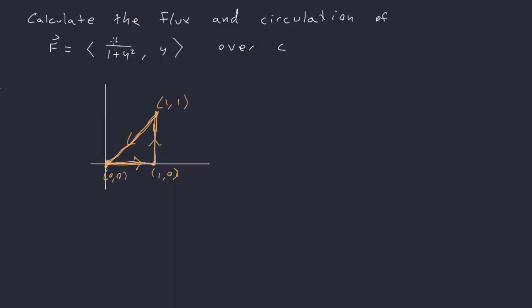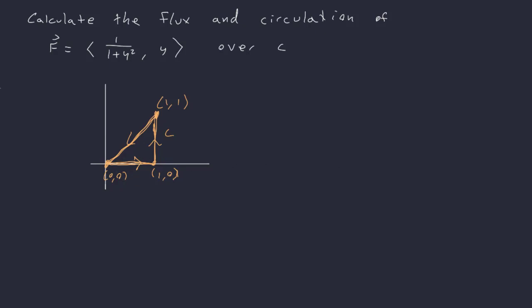All right, so for our next example, let's calculate the flux and circulation of this vector field F equals 1 over 1 plus y squared, comma y over C, where C is this triangle here with vertices 0, 0, 1, 0, 1, 1 oriented counterclockwise. Okay, so I'm definitely going to want to use Green's theorem here.